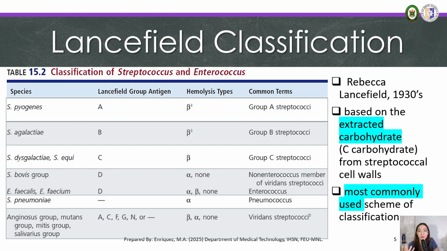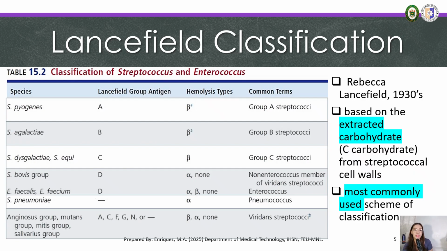This was developed by Rebecca Lancefield in the 1930s, and again, it is based on the extracted carbohydrate or yung polysaccharide antigens on the streptococcal cell wall. All right. So group A Streptococci includes Streptococcus pyogenes and also its other strains and serotypes. Group B includes Streptococcus agalactiae, of course, including all its other strains and serotypes. Group C includes Streptococcus dysgalactiae and equi. Group D includes Streptococcus bovis plus the Enterococcus species.